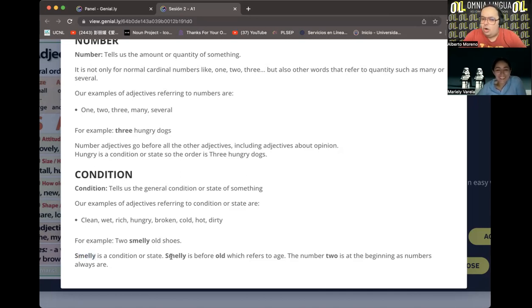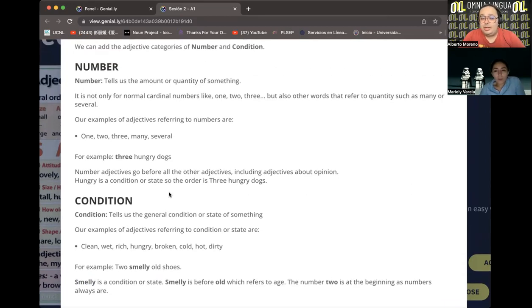Smelly is before old, which refers to age, and the number two is at the beginning, as numbers always are. So that's why two smelly old shoes. Okay. Condition adjectives are always before. Well, you can use them as comodines, but most of the time before the age. Most of the time. Puedes utilizarlos como comodines ahí en donde quepan.